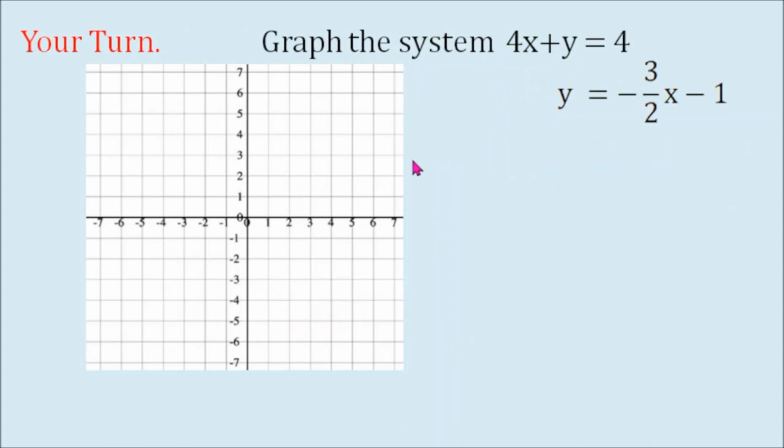Now your turn. Graph the system 4x plus y equals 4 and y equals negative 3 over 2x minus 1. You can pause the video and graph these 2 lines and determine their intersection. Now I will show you the answer.